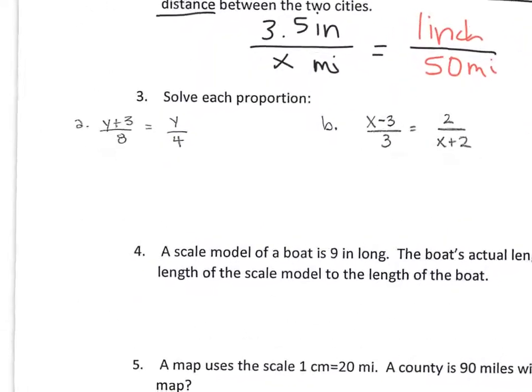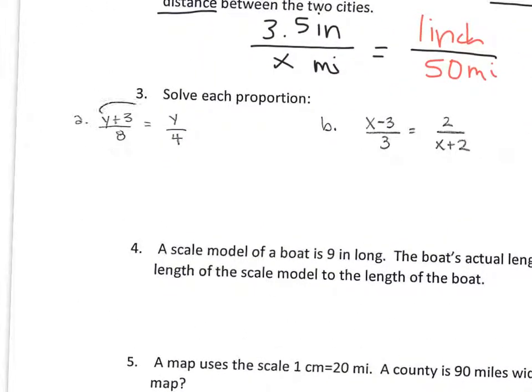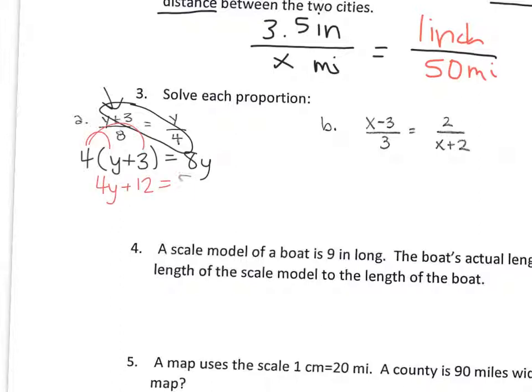Okay, number 3, you're going to use the cross product property. So in here there's two terms. y plus 3 has two terms, so I need to make sure I use parentheses. So I do 4 times the quantity y plus 3 equals 8y. Because you're multiplying here and you multiply here. Now I need to do the distributive property and do 4y plus 12 equals 8y. And then subtract 4y, 12 equals 4y, y equals 3 is my answer. So make sure that you're using parentheses. Letter B.